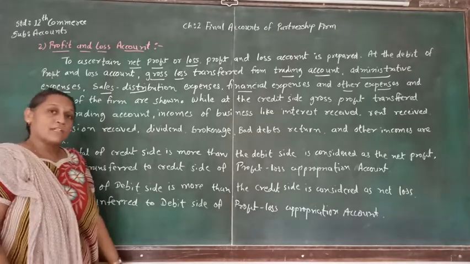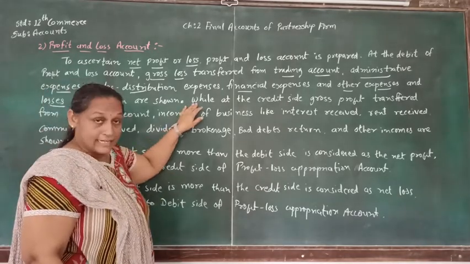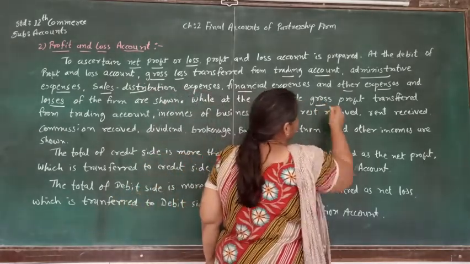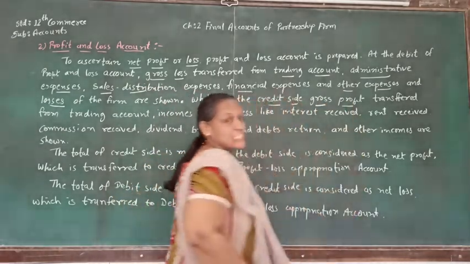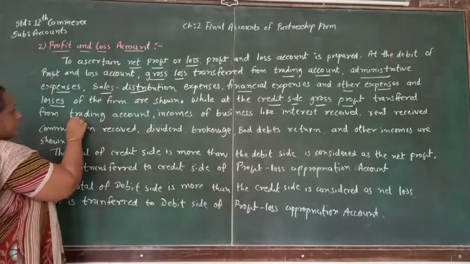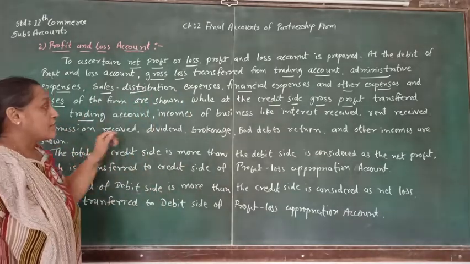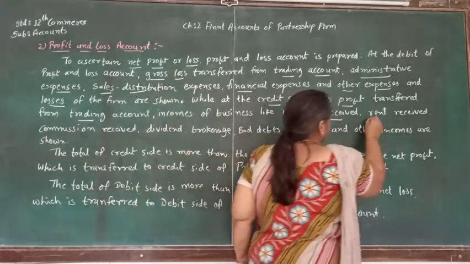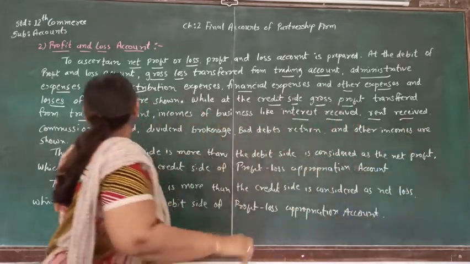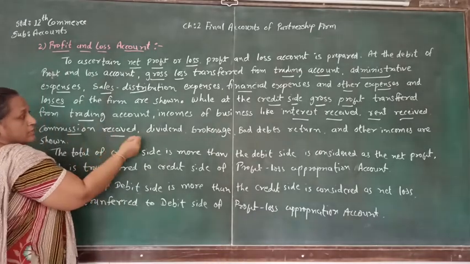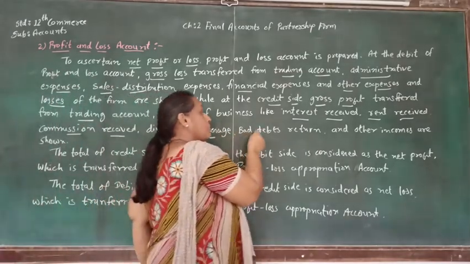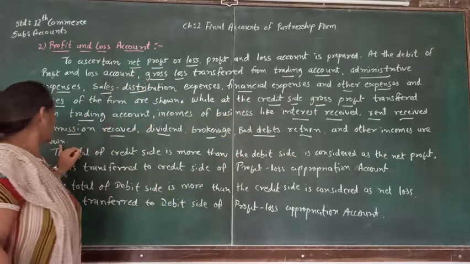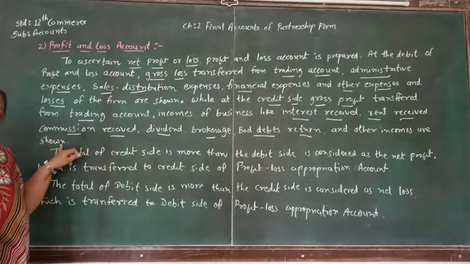And afterwards on the credit side of the profit and loss account, the very first thing we are going to write will be the gross profit, which is transferred from the trading account. Afterwards all the income of the business, like interest received, rent received, commission received, dividend, brokerage, bad debt recovered, and other income, are credited to the profit and loss account.